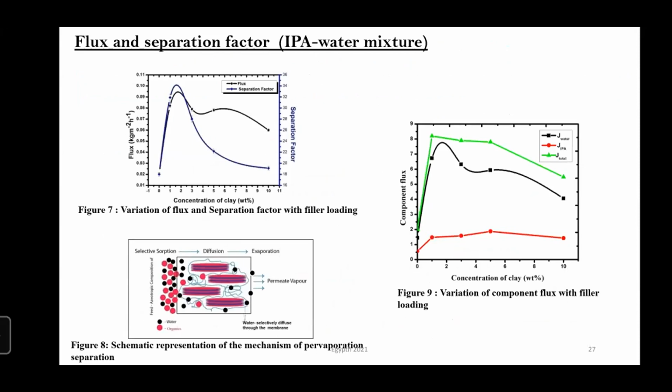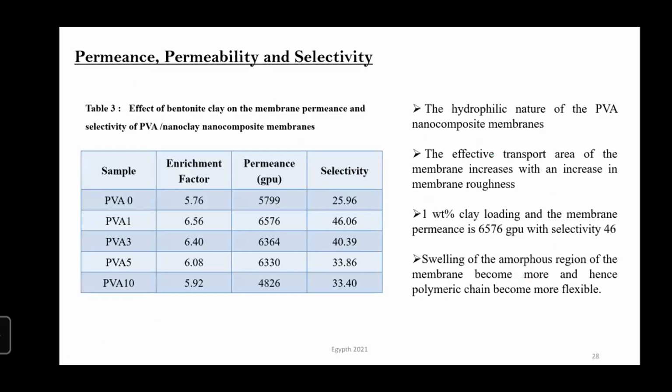This is the result of the separation of the IPA water azeotropic mixture, and the flux with respect to the concentration of clay. Initially, at minimum filler loading, a simultaneous increment in the selectivity and flux takes place. That is the importance of this hydrophilic bentonite nanoclay. There is a simultaneous increment in the flux and selectivity because water is selectively diffused through the intercalated polymeric nanocomposite. So the separation efficiency increases.